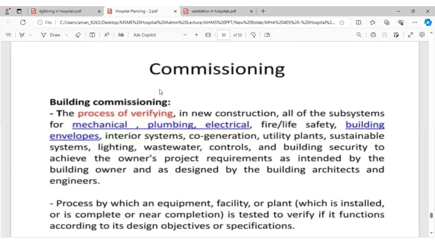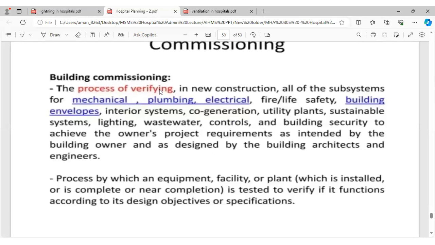Commissioning. Building commissioning is the process of verifying in new construction all the subsystems for mechanical, plumbing, and electrical, fire, lift safety, building envelopes, interior systems, cogeneration, utility plants, sustainable systems, lighting, wastewater controls, and building security to achieve the owner's project requirement as intended by the building owner and as designed by the building architects and engineers.